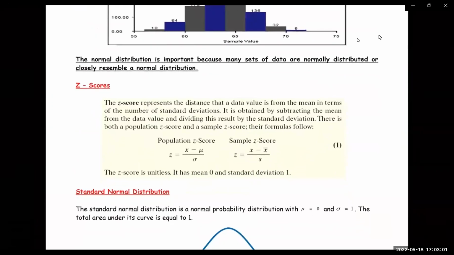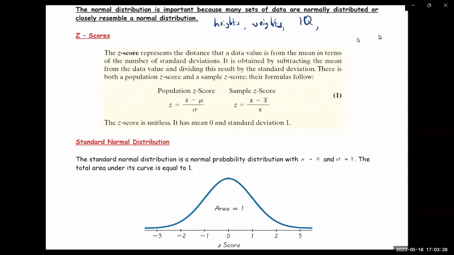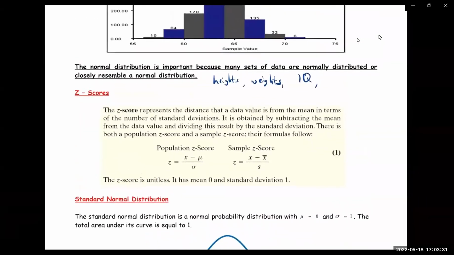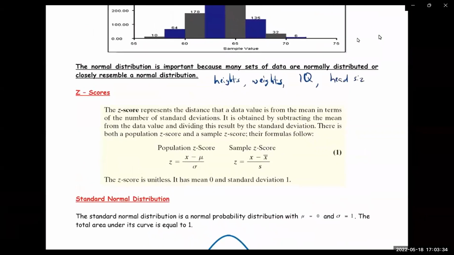All right, the normal distribution is important because many sets of data are normally distributed. So we mentioned a few: heights, weights, IQ. Let's see, what else, trying to think off the top of my head if I know of any others. Well, we'll run into some more examples. Head sizes for babies or something. Head sizes for newborns.